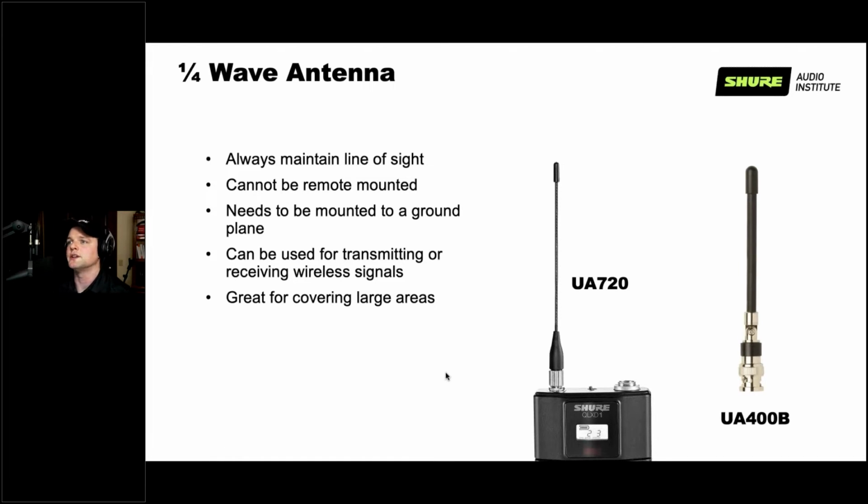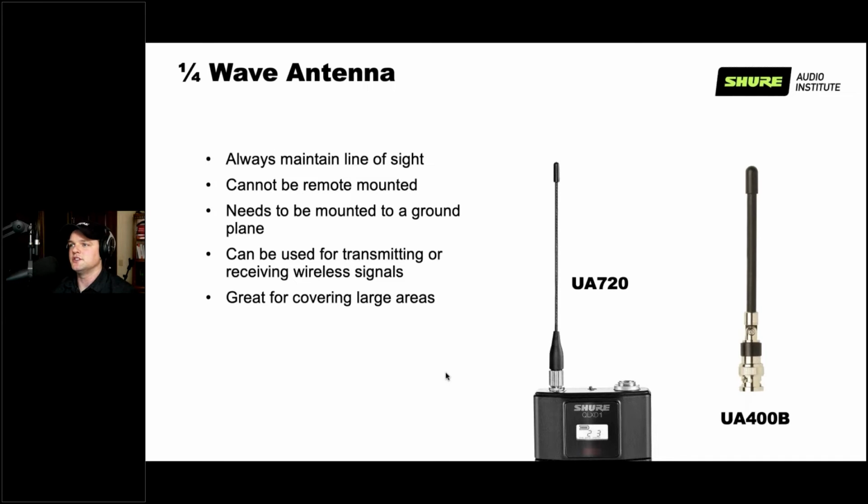I already covered these, but always maintain line of sight. This goes for all of our wireless systems. You don't want metal objects or anything in between, like LED walls, or even human bodies. You want to prevent getting those in between your antennas and your transmitter. The quarter waves also, you don't want to remote mount these. Like with a half wave antenna, you have a dipole and you don't rely on a ground plane to get really good reception. So you wouldn't want to just mount these with a BNC coupler on the end of a coax cable or something like that. That's really going to impact your reception negatively. So use a half wave if you want to remote mount them, always.